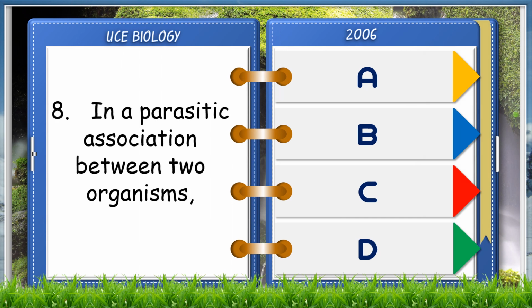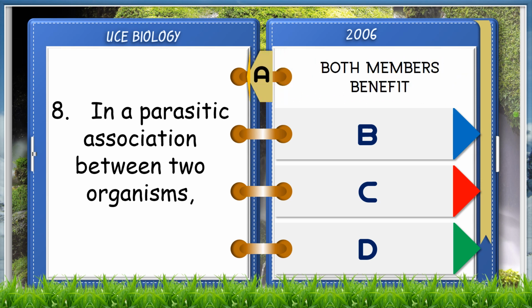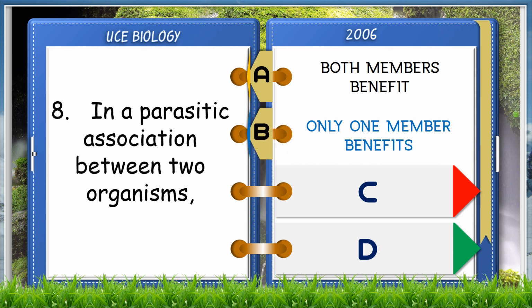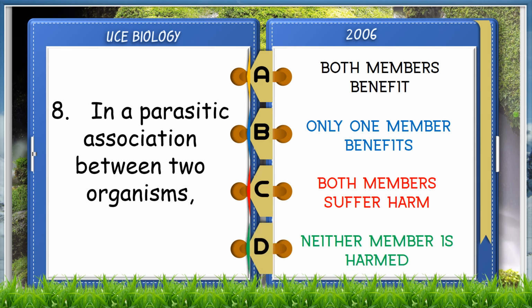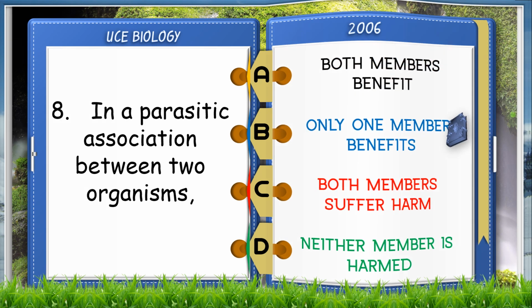In a parasitic association between two organisms: A. Both members benefit, B. Only one member benefits, C. Both members suffer harm, D. Neither member is harmed. The answer is B. Only one member benefits.